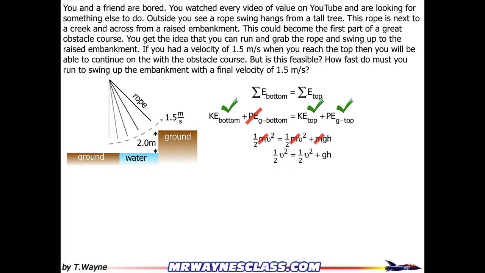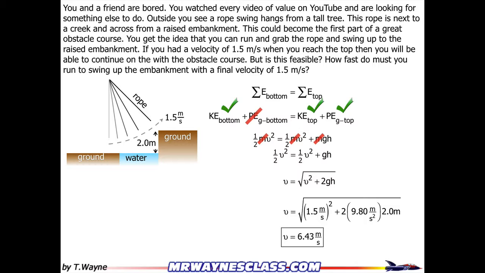Now let's isolate v. I'll multiply through by 2 and take the square root. So that gives me the velocity at the bottom, where the ground is, to be the square root of the velocity at the top squared plus 2gh. Put in my numbers, do my math, and I get that at the bottom I need to be running 6.43 meters per second. That's something that should be doable by most people.